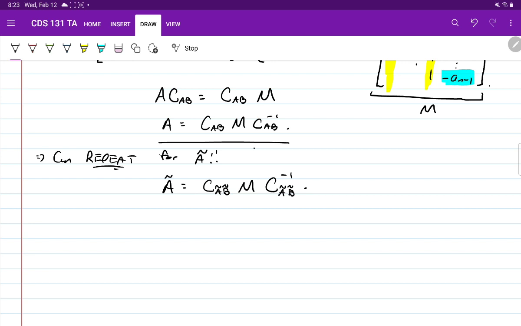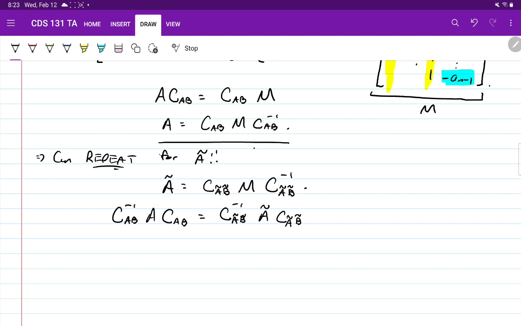So let's go ahead, isolate M, and equate these two things. Maybe once we do that, we'll be able to work back this transformation from A to A tilde. By pulling out this M from inside this transformation, we'll get C_AB inverse times A times C_AB is equal to C_A tilde B tilde inverse times A tilde times C_A tilde B tilde.